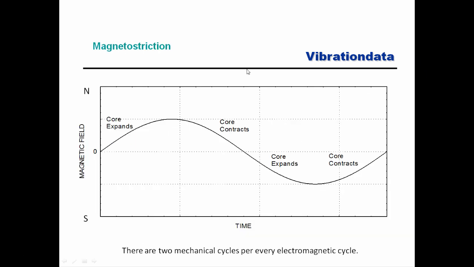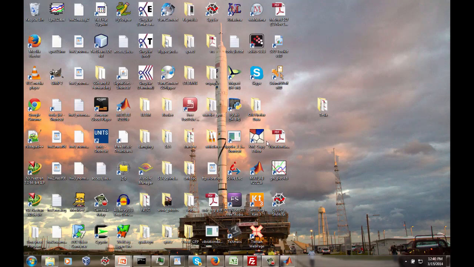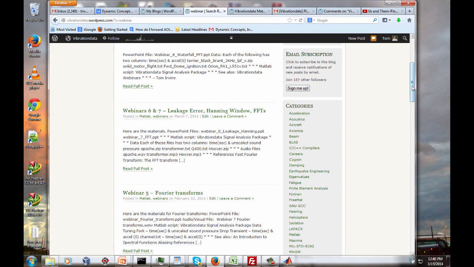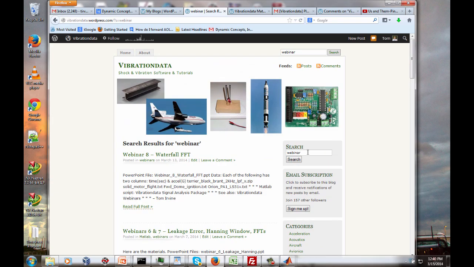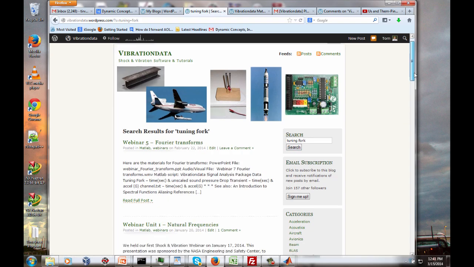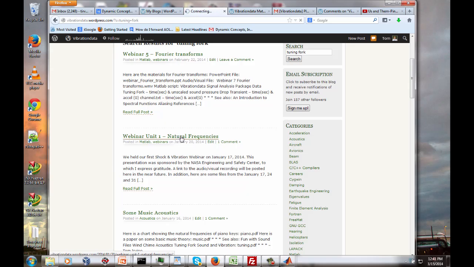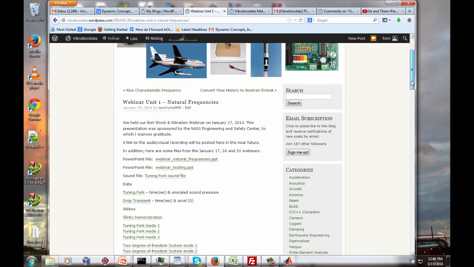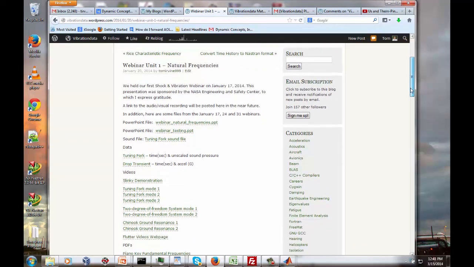I think I'm going to just take a little side deviation here. Do you remember earlier on we took a look at tuning fork data? So let's see if we can go back to our blog and type in tuning fork. Let's see what we have here. In the very first webinar, we took a look at tuning forks. And we looked at a tuning fork sound file. We looked at the data.